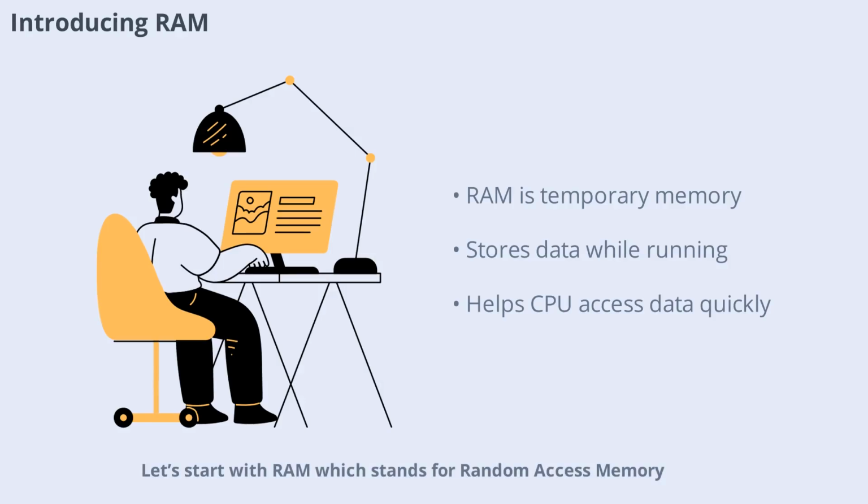Start with RAM, which stands for random access memory. RAM is a type of temporary memory that your computer uses to store data while it's running. Think of it as your computer's short-term memory. Whenever you open a program or file, the data is loaded into RAM so the CPU can quickly access it. This allows your computer to work faster and handle multiple tasks at once. However, RAM only holds data while the computer is on. Once you turn off your computer, everything in RAM is erased.